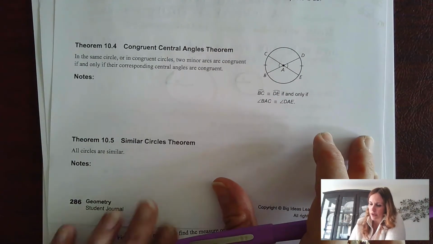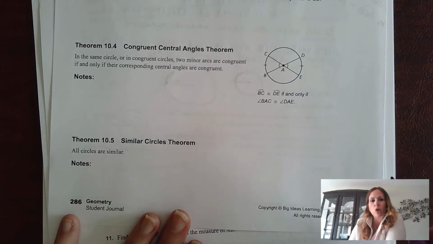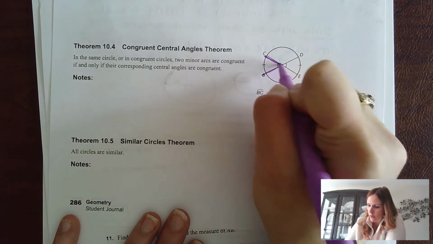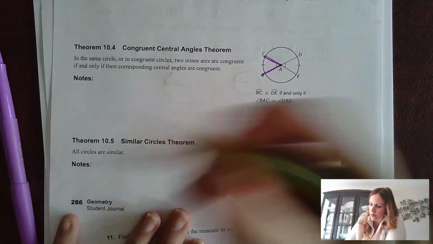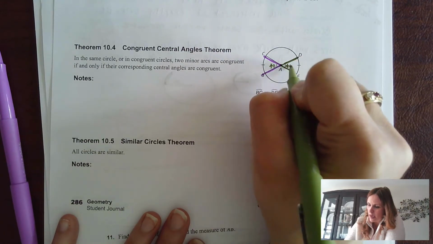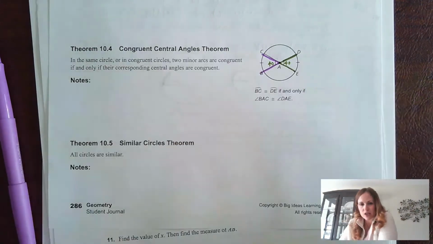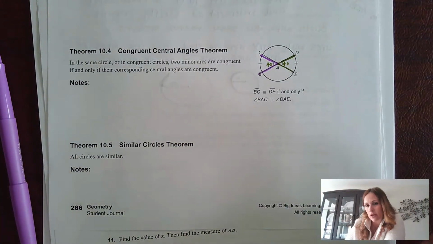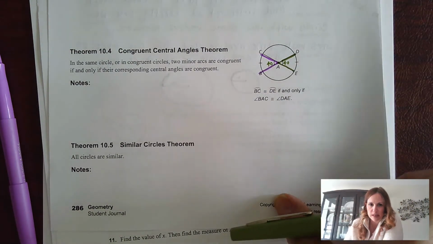In the same circle or in congruent circles, two minor arcs are congruent if and only if their corresponding central angles are congruent. So notice that I have this angle right here. Okay, that's a central angle because it passes through the center. If that angle is equal to this angle over here, let's say they're both 40 degrees, then because the arc measure is the same as the angle, the two arcs have to be equal as well. So if the two arcs are equal, the angles are equal. And if the two angles are equal, the arcs are equal. So they kind of go hand in hand. And that's really all this theorem is saying.